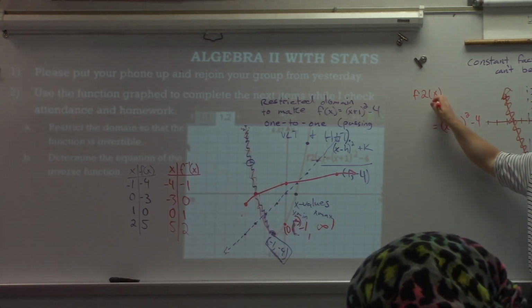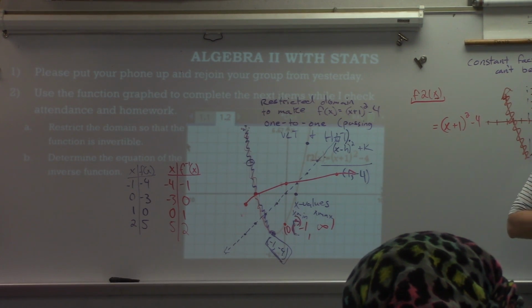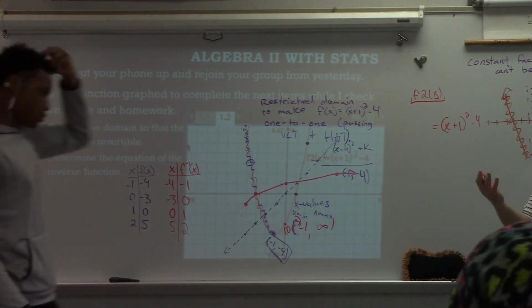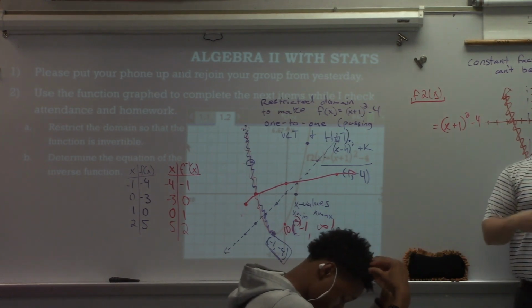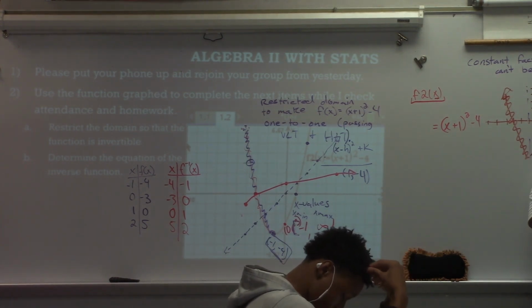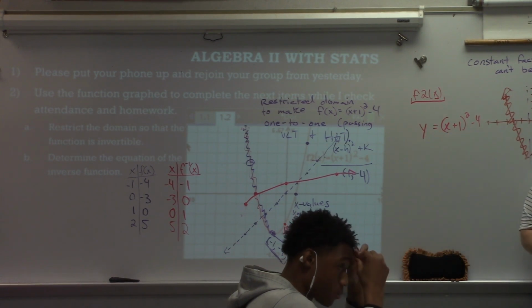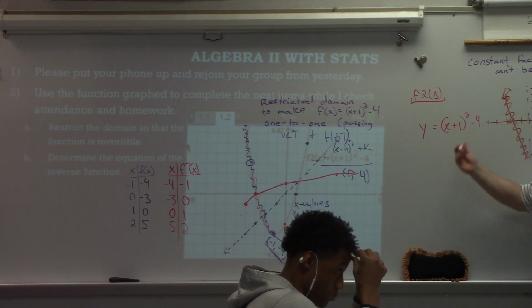So x is my blank, the whole thing is my blank. X is your input, and the whole thing is the output. Okay, there you go, right? X is the input, f2 of x is the output, and what variable do we use for outputs? Y, right? K was just the output for the vertex.